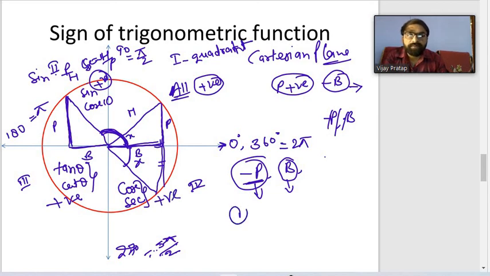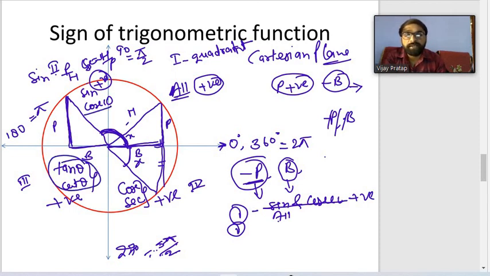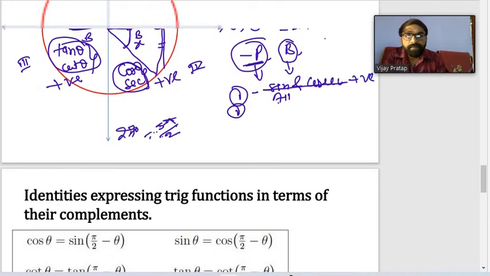Means in first quadrant, all the trigonometric ratios will be positive. In second quadrant, sine and its reciprocal cosec. In third quadrant, tan and its reciprocal cot. In fourth quadrant, cos and its reciprocal sec. These trigonometric ratios will be positive.